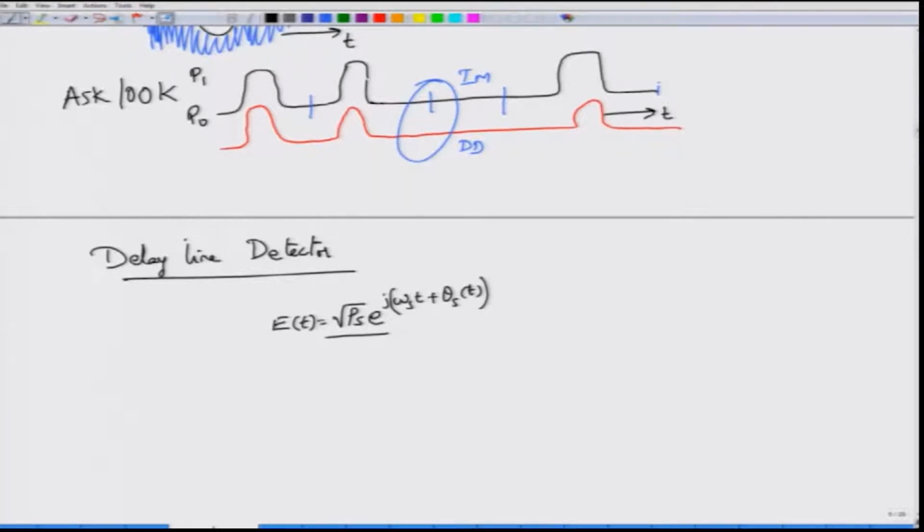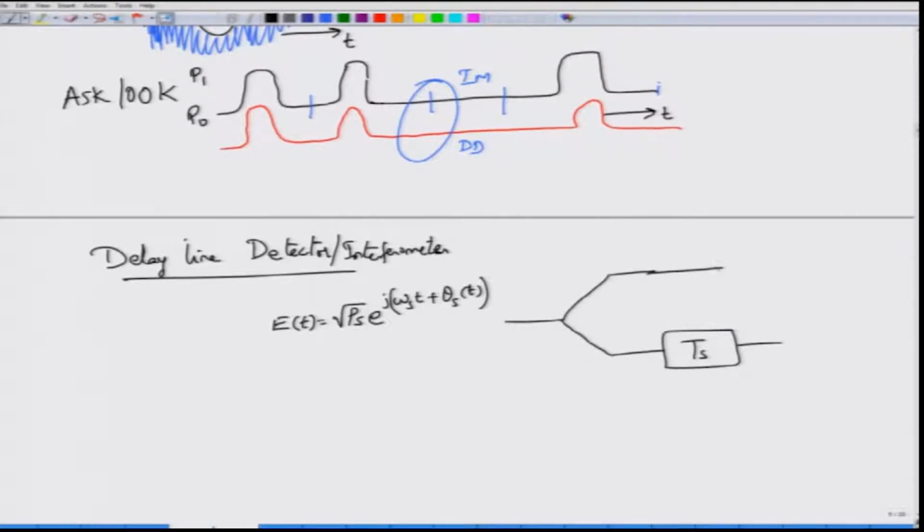So, this signal is input to this device called delay line interferometer, or rather delay line detector or delay line interferometric detector. Okay. What does this do? You first split your signal into two parts, okay, and then delay one part by a symbol time Ts. This of course assumes that I know where the symbol time begins and ends, that is I know where the clock information is, but that is something that can be easily extracted, okay, or it can be generated rather easily.